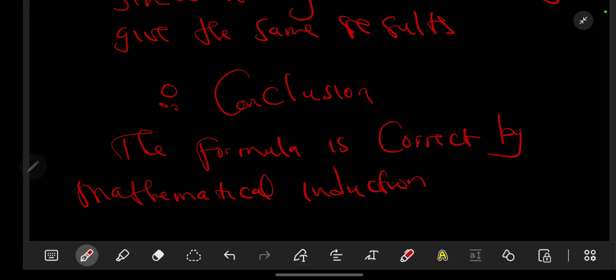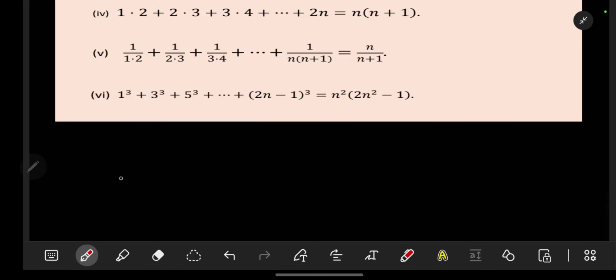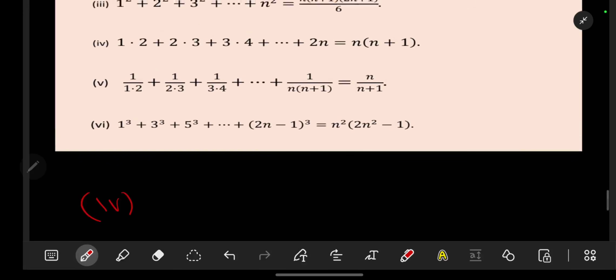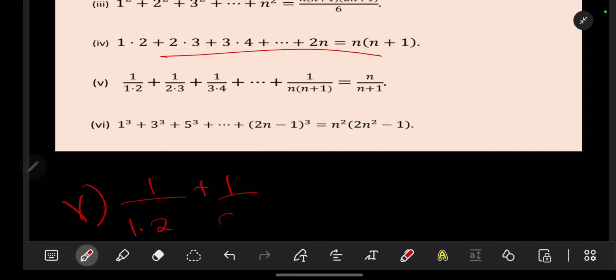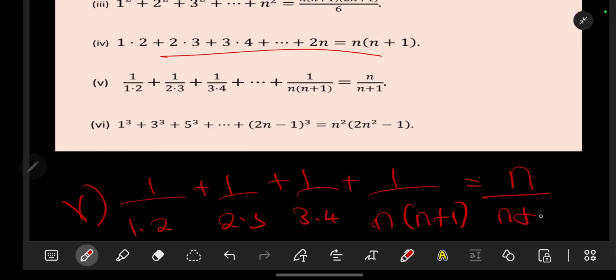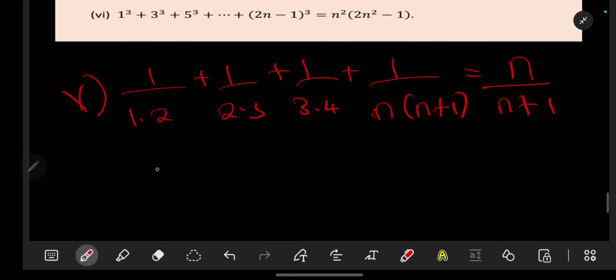The next one, for number 4, we have done this, so we are on number 5. With all these questions, there's nothing that you can fail. So we have 1 over 1.2 plus 1 over 2.3 plus 1 over 3.4 plus 1 over n open brackets n plus 1 should be equal to n over n plus 1, like that. So how do you do this one? Same basic step.